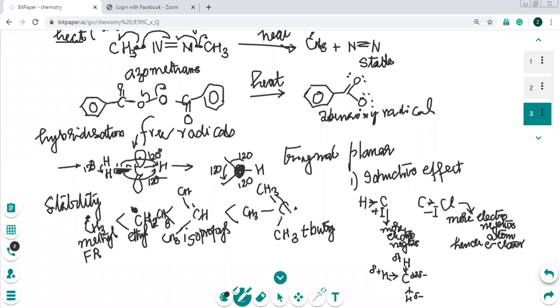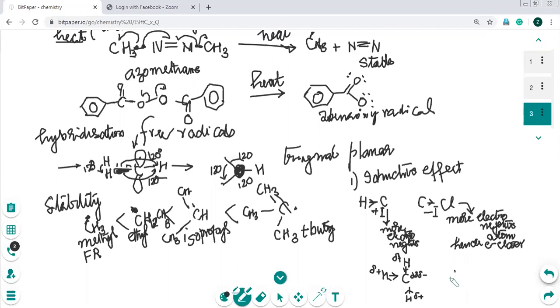So what is the cumulative effect of this? The three effects are accumulated, and therefore this carbon becomes quite electronegative. That is, more electron dense due to the flow of electrons from the hydrogens towards the carbon. So a CH3 group is electron donating due to this effect.